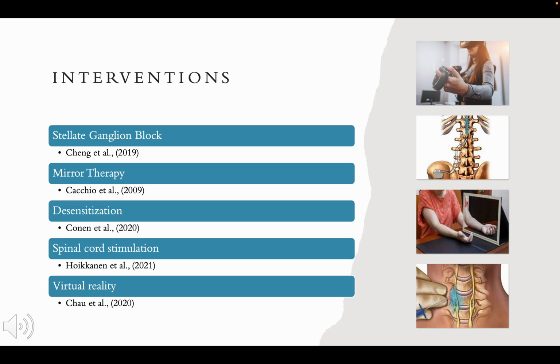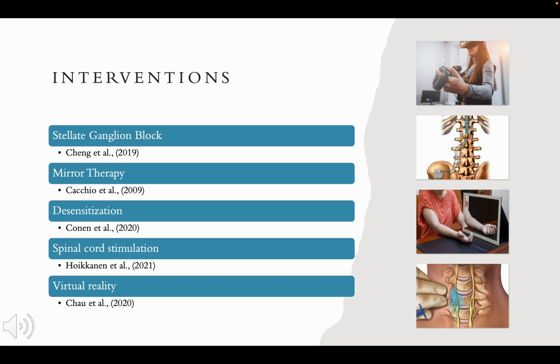Hoikinen and colleagues focused on the effects of spinal cord stimulation on chronic neuropathic pain. The electrode was implanted into the epidural space of the spinal canal in 35 patients and were followed up on 8 years later. Results showed that at least 70% of the patients continued to use SCS to help with pain reduction.